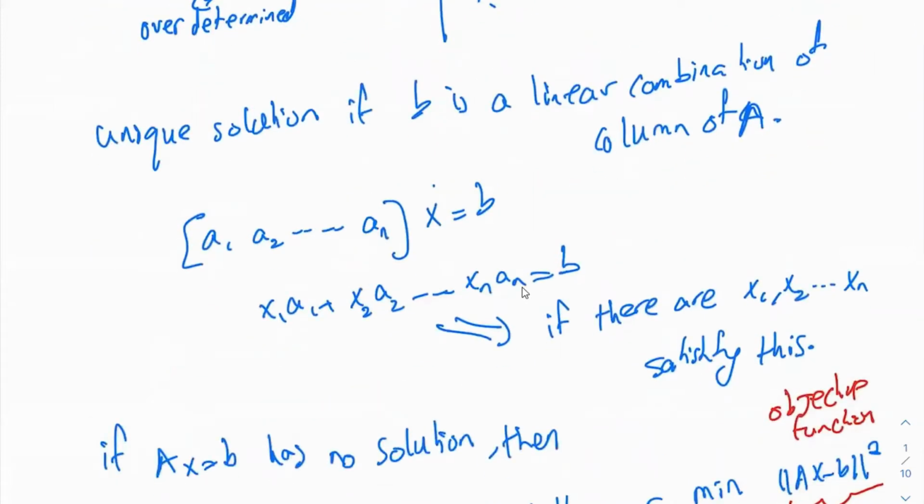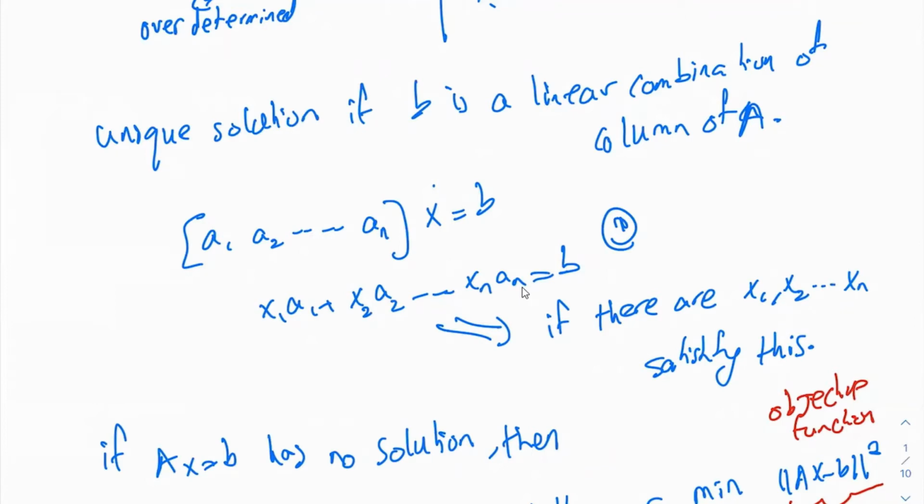So now if B can be spanned by columns of A, then we say that we have a unique solution. This means that if we have some x1, x2 that satisfies this star equation, then we have a unique solution. If not, means that if B is not a linear combination of columns of A, then we don't have any solution. Okay, good.